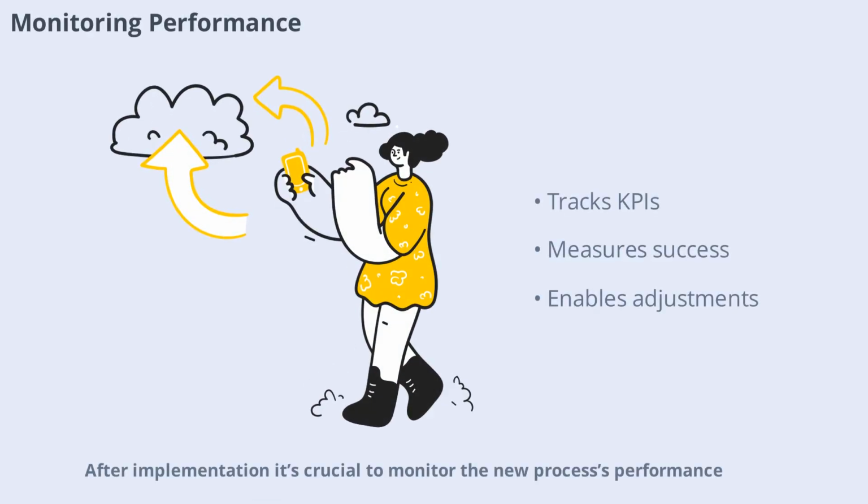After implementation, it's crucial to monitor the new process's performance. Use key performance indicators, KPIs, to track progress toward your goals. Regular monitoring helps you identify any deviations, measure success, and make data-driven adjustments. This ongoing evaluation ensures that improvements are sustained over time.